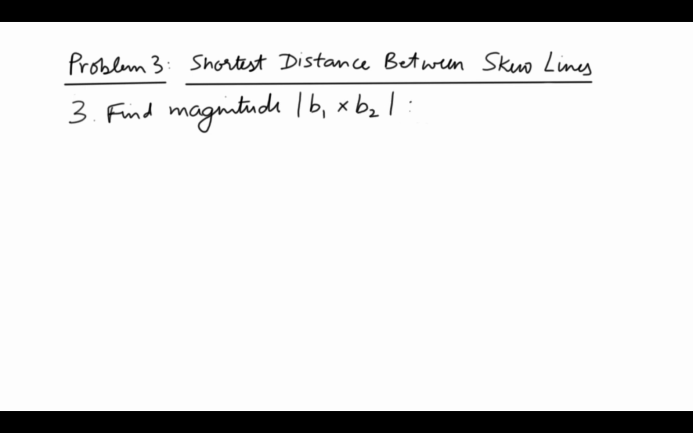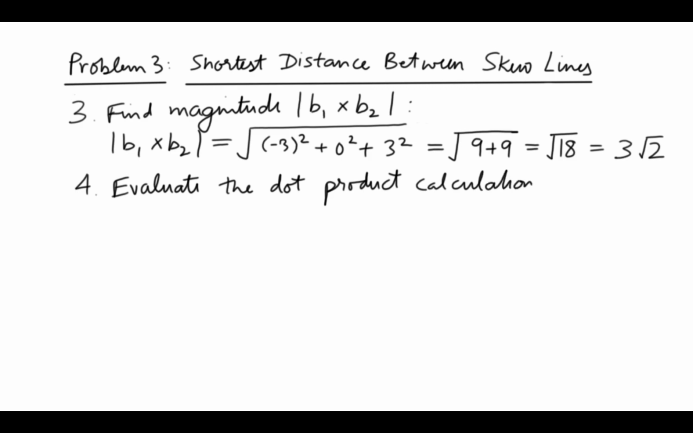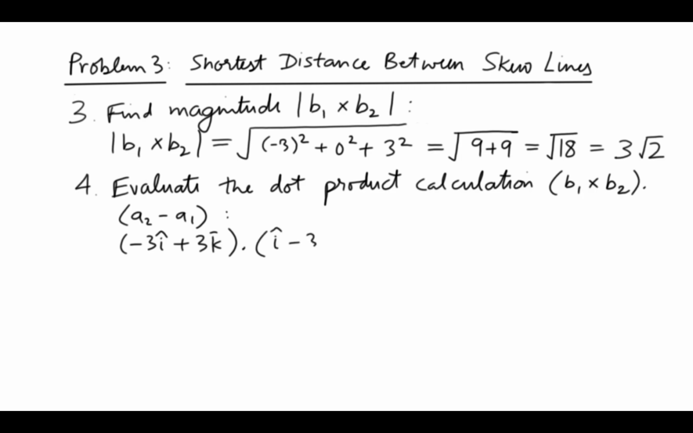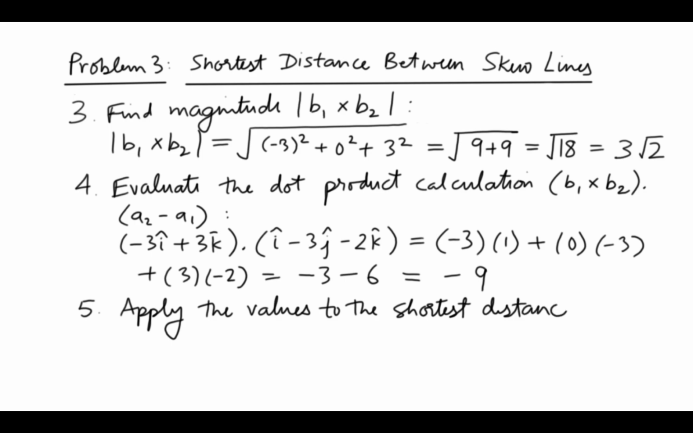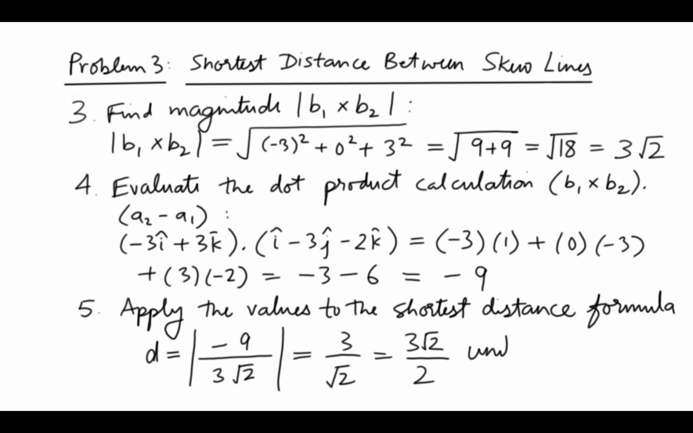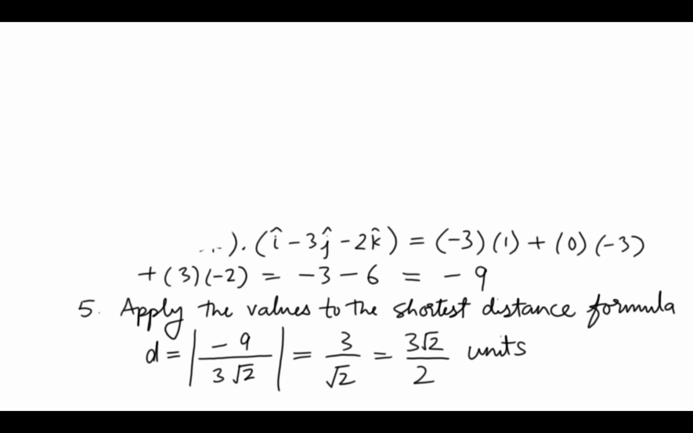Next, moving on to finding the magnitude of b1 cross b2. Using the formula, we calculate it as under root 18, that is 3 under root 2. Fourth step is to evaluate the dot product calculation: b1 cross b2 dot a2 minus a1. Calculating it, we get minus 3 minus 6, that is minus 9. Applying these values to the shortest distance formula, we get the distance as 3 root 2 by 2 units.